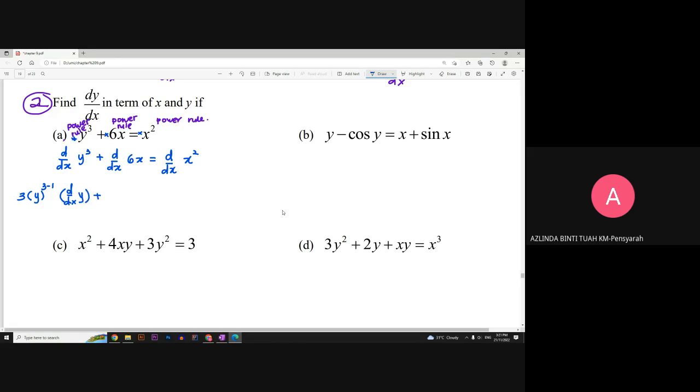Okay, for the second term, I'm going to take out 6. So, sebab 6 dia tidak related dengan x, so dia tidak akan ada apa-apa perubahan. Kita nak tengok perubahan pada variable x. I'm going to apply the power rule once again. Bring down the power 1 here, power minus 1, differentiate inside the bracket. Same here, bring down the power, minus 1, differentiate inside the bracket.